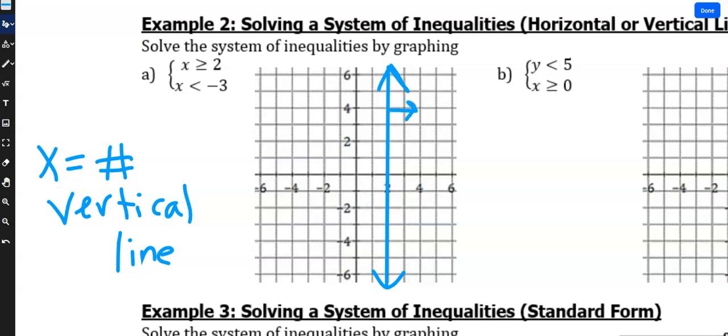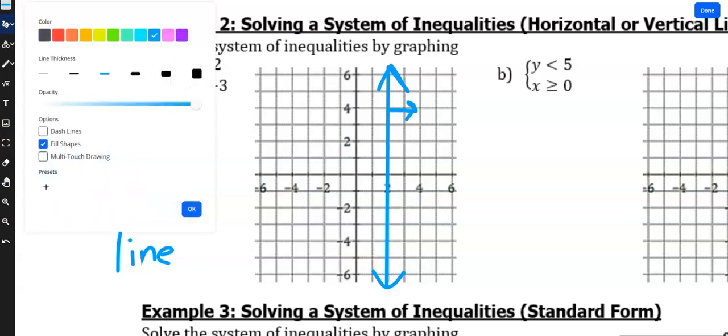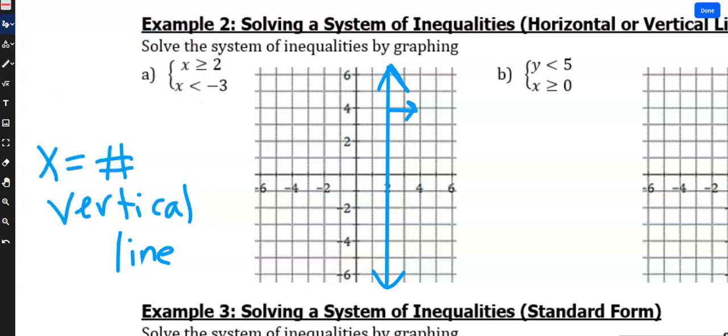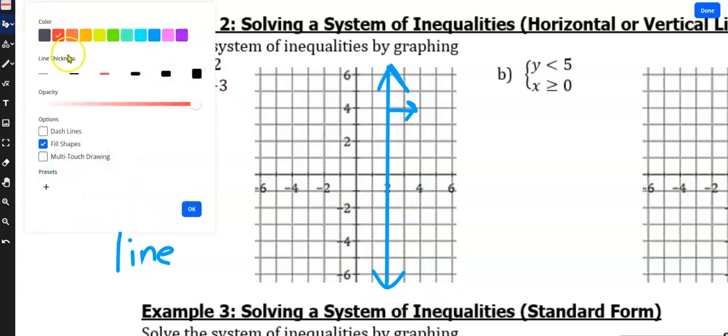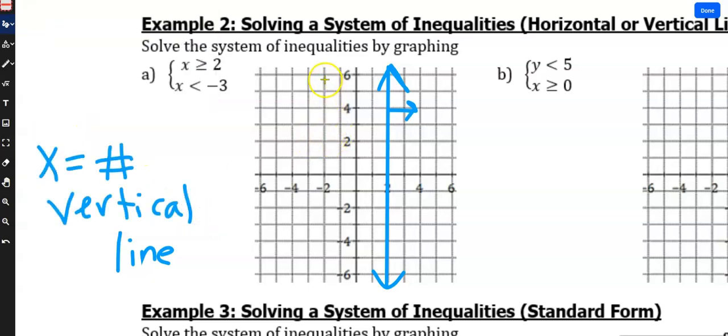And then we can graph the other one, which is x is less than, but not equal to -3. So that's going to be a dashed line at -3. Whoa. Freehanded it. Let's not freehand it. I don't draw very good lines if I freehand.